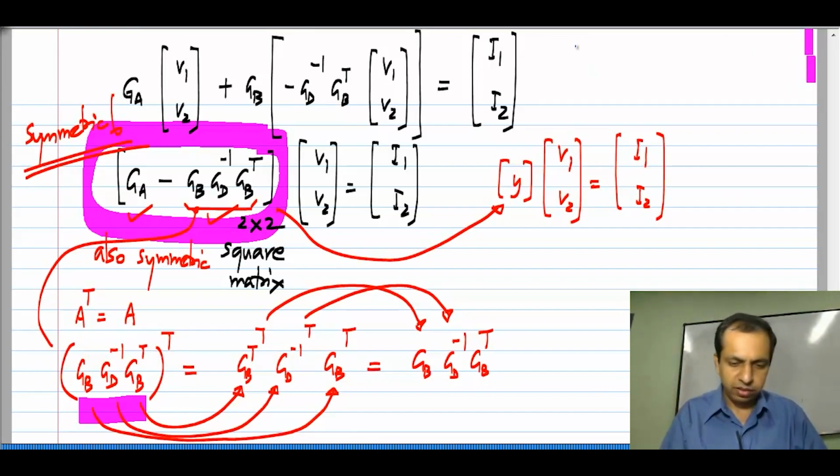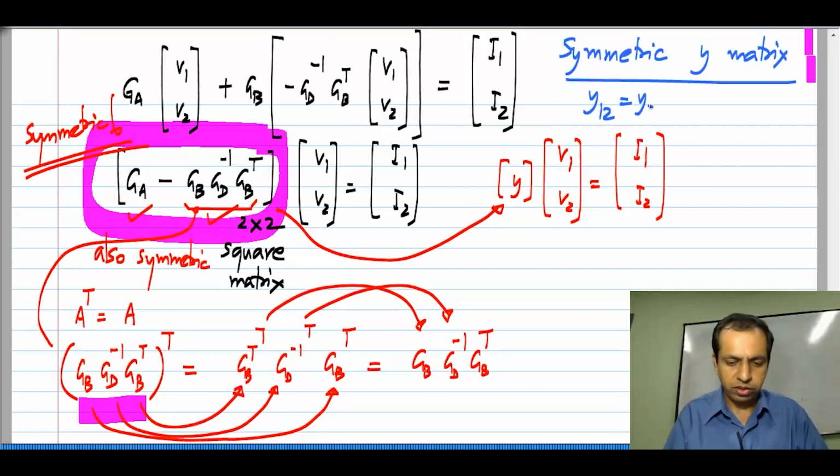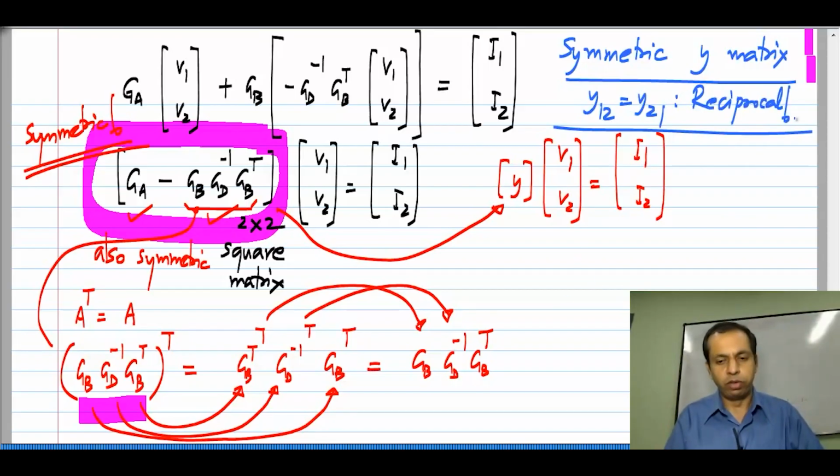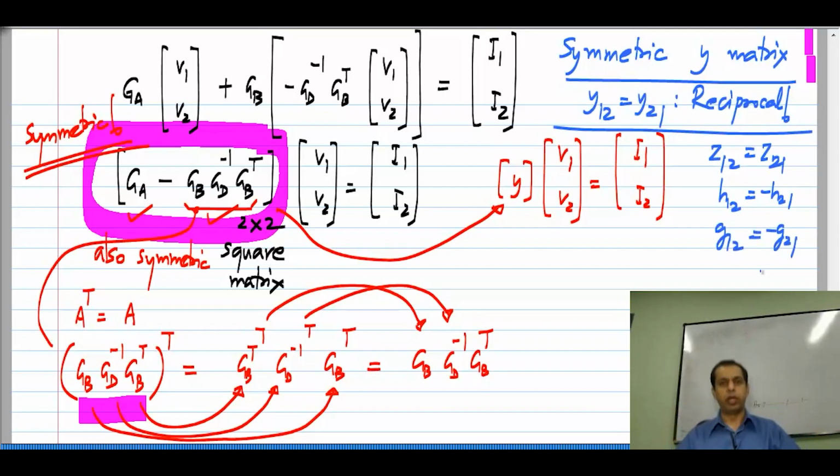So the conclusion is that the Y matrix is symmetric, which means Y12 equals Y21, and hence it is reciprocal. And Y12 being equal to Y21 automatically means Z12 equals Z21, or H12 equals minus H21, or G12 equals minus G21. So all of this automatically comes from that one.